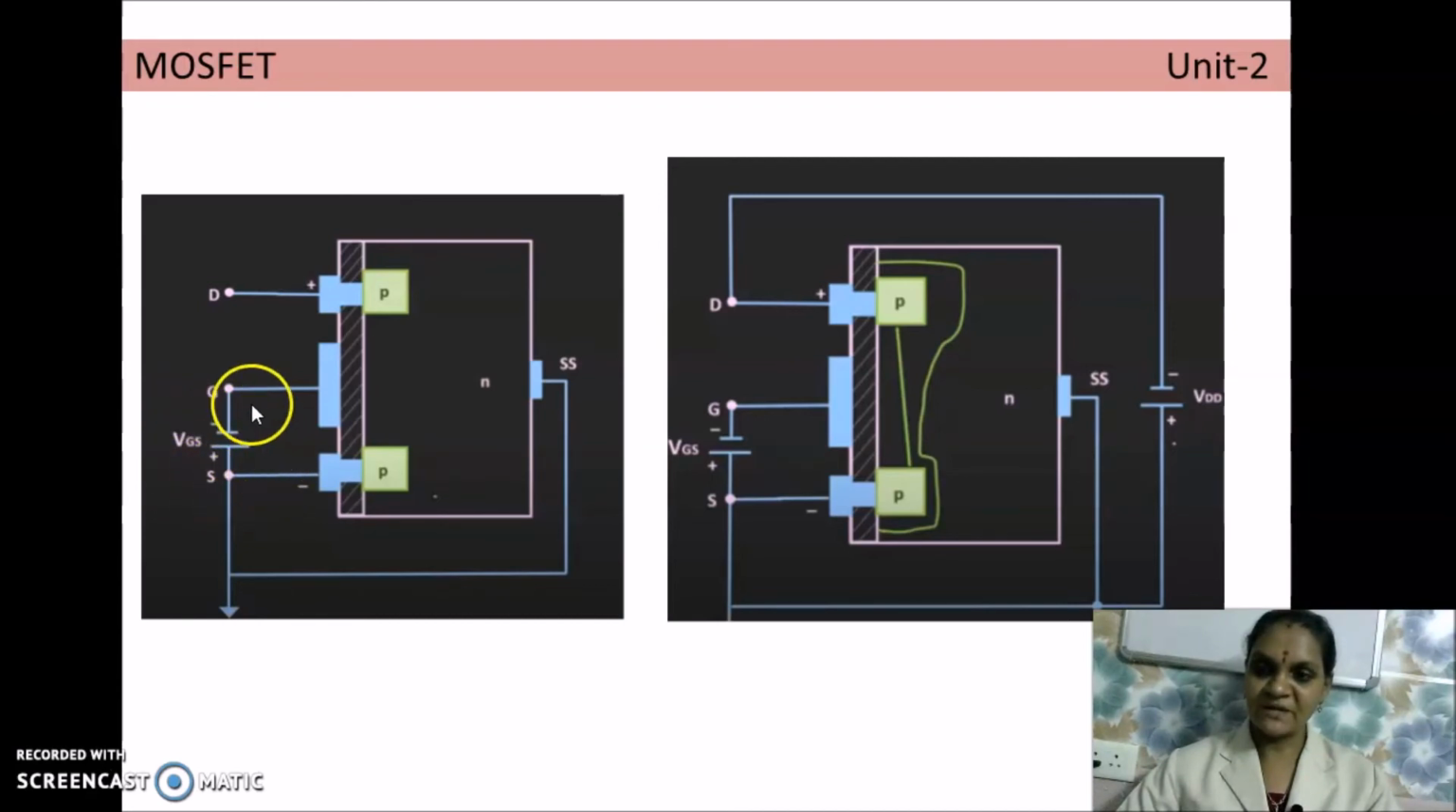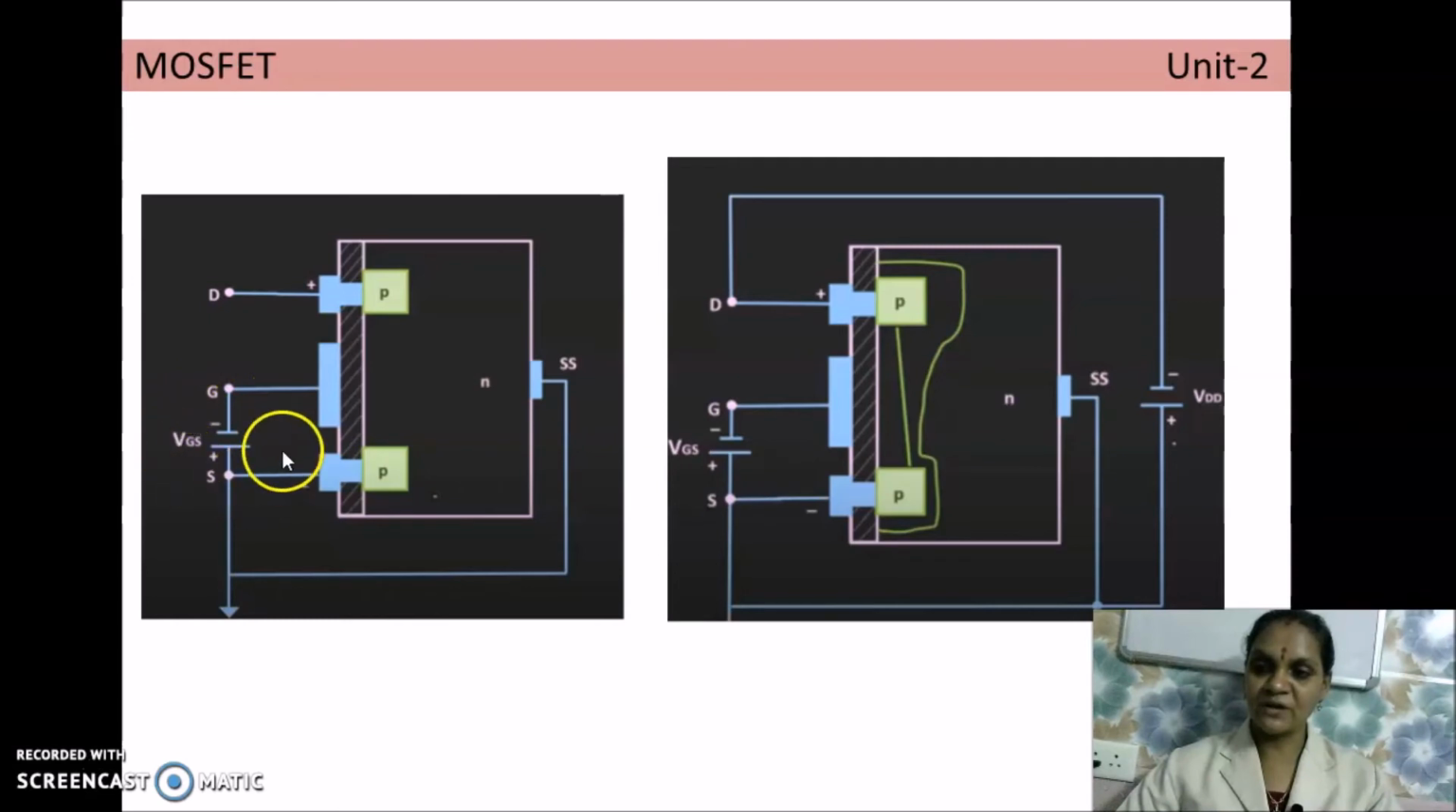When we apply the VGS alone, similar to the previous one, when VDS voltage alone is applied, due to the non-existence of a channel between these two P regions, current conduction will not take place, so drain current remains 0 and the transistor is said to be in the off condition.